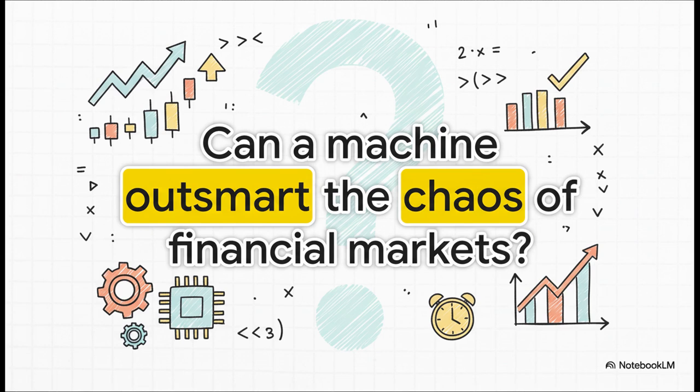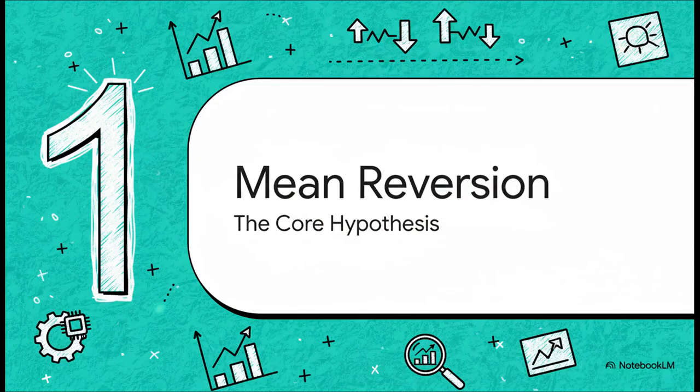This is the big question, isn't it? Can you really use data and logic to find some kind of repeatable edge in what looks like just random market noise? Well, this case study tries to answer that by building a set of super precise rules to do exactly that.